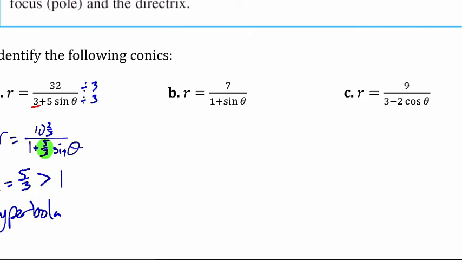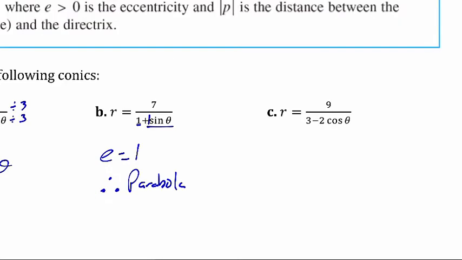Okay, clearly you've tried them on your own. The second one here, there's not a whole lot we need to change because we already have 1 plus sine. Now, there's no e value listed there, but if there's nothing listed there, it's a 1. So e is equal to 1, and therefore it's a parabola.